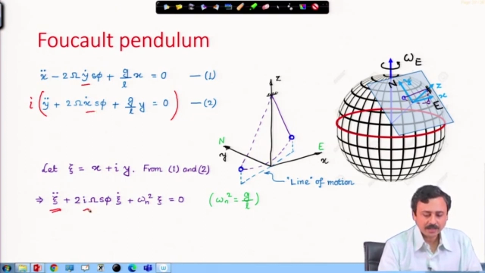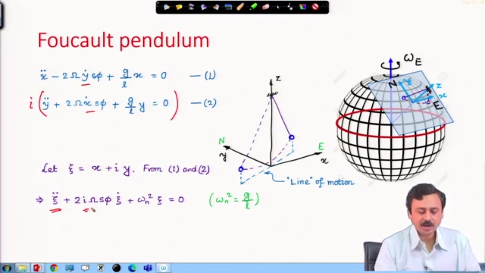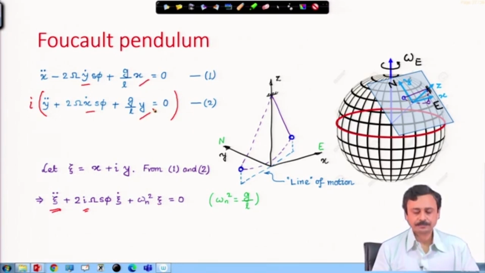Here you have y dot in the x equation, and you have x dot in the y equation. That can be done by putting an extra i here: 2i omega sin phi xi dot plus omega n square xi, which simply gives me zero, where omega n square is g over L, the standard definition.